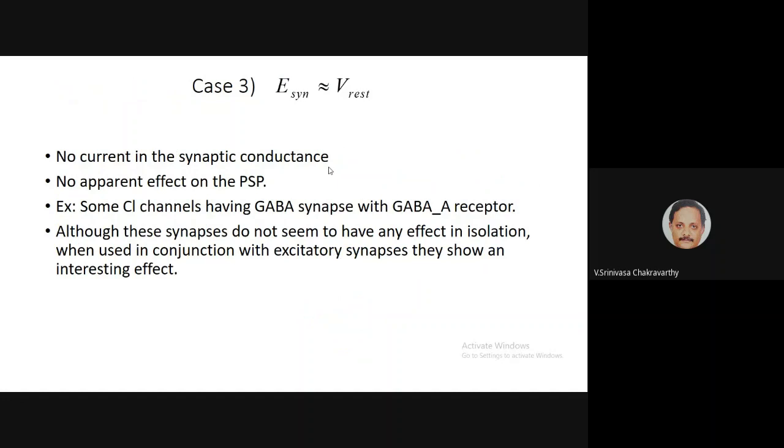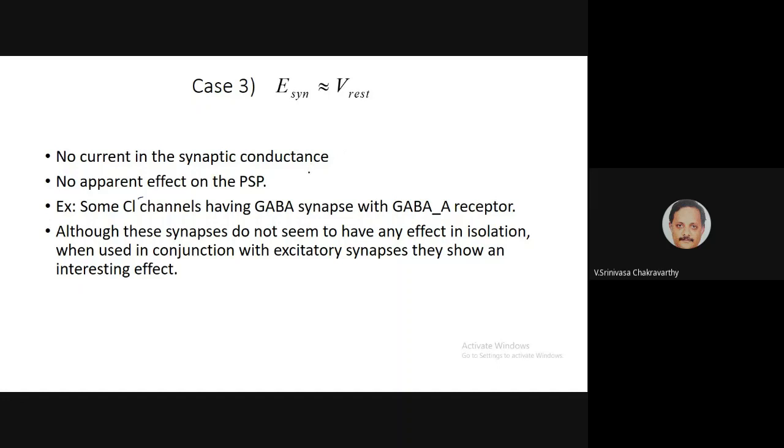So E_syn could be, let's say, a potassium channel with a negative Nernst potential. And let's say it so happens that that battery is of the same value as that of V_rest. The V_rest is a combination of many channels. When that happens, even though there's neurotransmission, there's no current. This is also possible. Some potassium channels, some chloride channels having a GABA synapse with the GABA receptor can have this kind of situation, where even though there is transmission, there is no response.